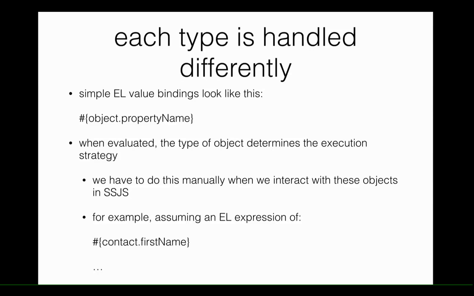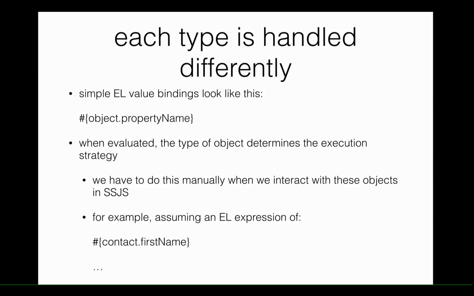So each of these four types is handled differently. Behind the scenes, it just knows how to do it for us. Our simple expression language value bindings typically look like what you're seeing under the first bullet in this slide. So you identify an object, and then you specify a property name for that object. And at runtime, these expressions get evaluated into an execution strategy that looks at what type of object is being referred to, and then it just knows how to deal with that.